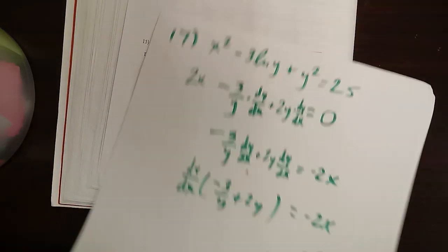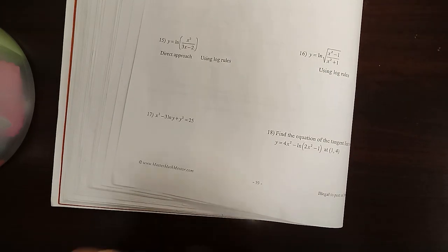I want to skip number 18 because I'm getting annoyed of doing these examples. I'm not going to skip number 18. I'm going to do it. I'm going to go through and do it.